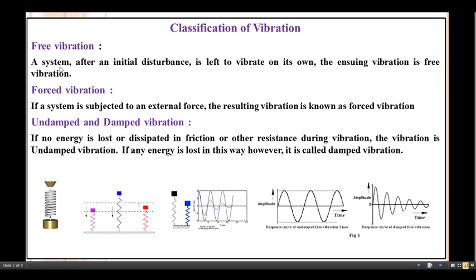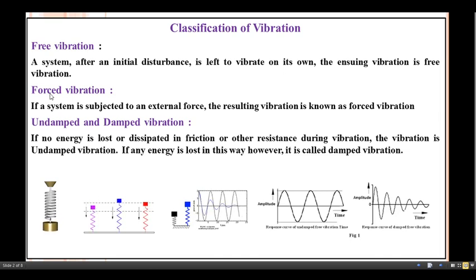Free vibration: a system after an initial disturbance is left to vibrate on its own. The ensuing vibration is free vibration. If you focus on the first diagram shown here, a spring mass system, if an initial disturbance is given to this mass, the system vibrates because of its own elastic properties, and the corresponding vibrations are nothing but the free vibrations.